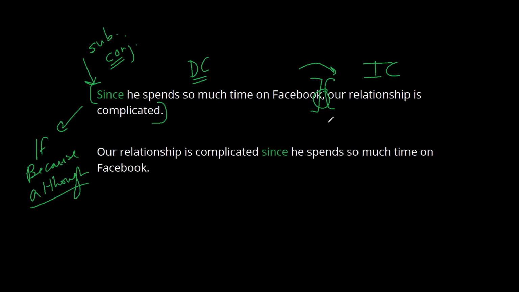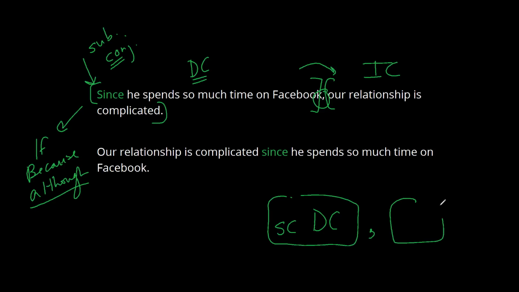Okay, so the pattern is fairly straightforward then. It's subordinating conjunction, part of a dependent clause, and this whole unit comes before a comma and is followed up by an independent clause. That's our pattern. There's one little wrinkle to this. If you were to shift this around, so let's just reverse the order of these two, then you can get rid of the comma. So you don't need a comma in this case.